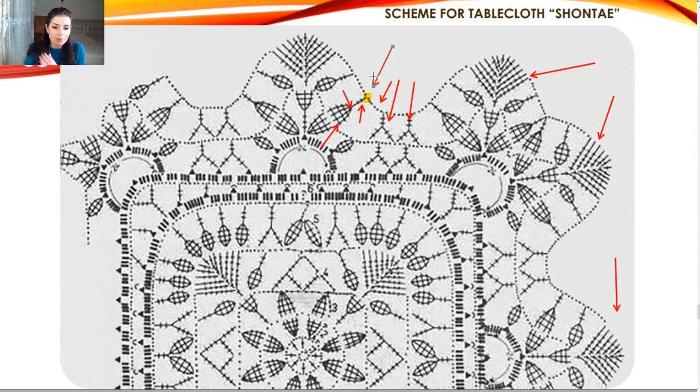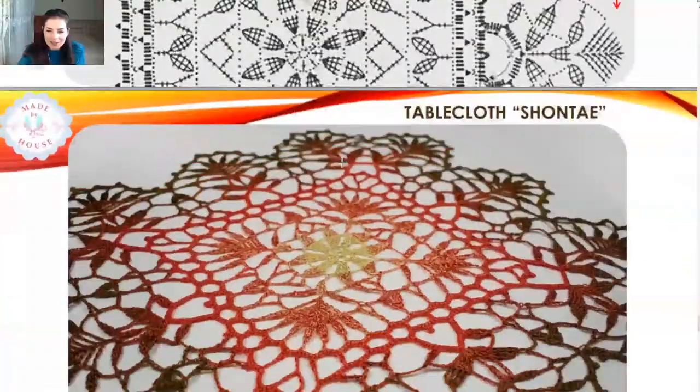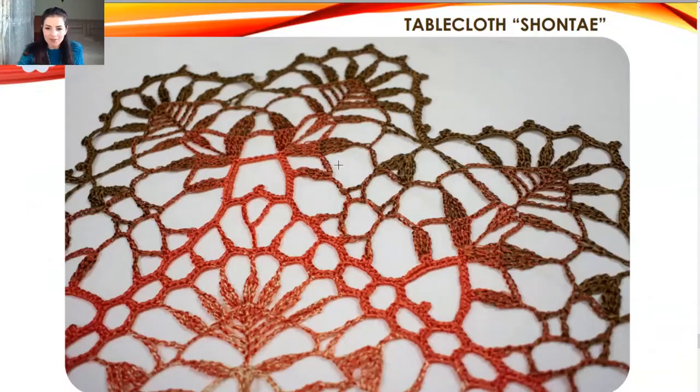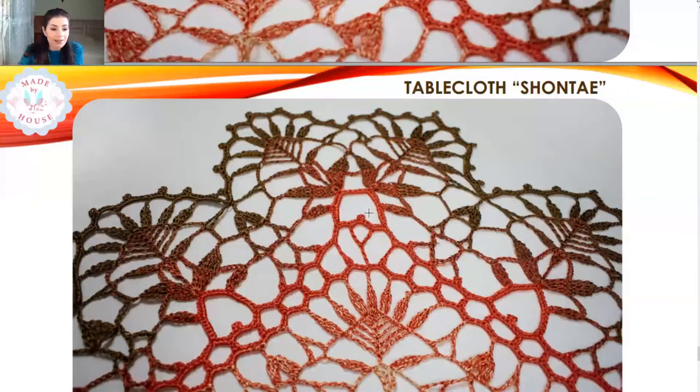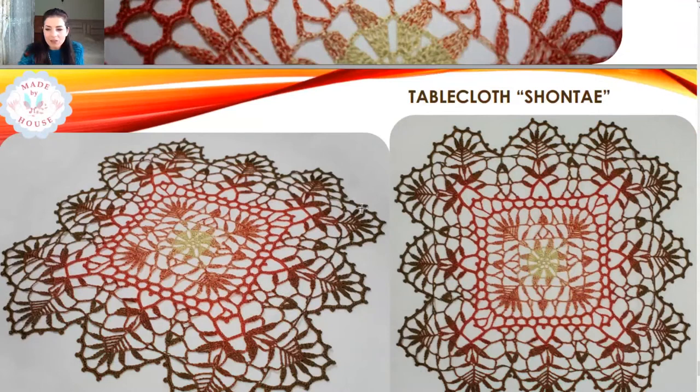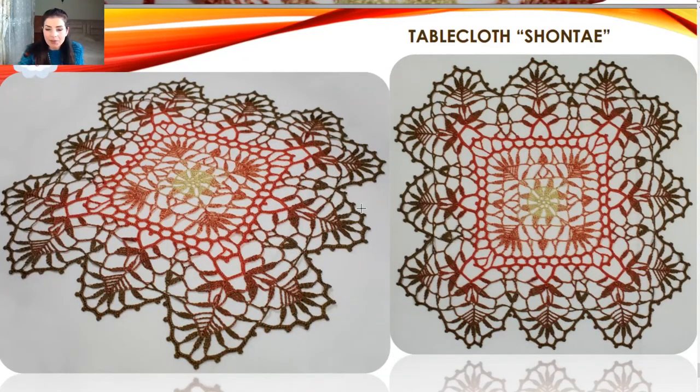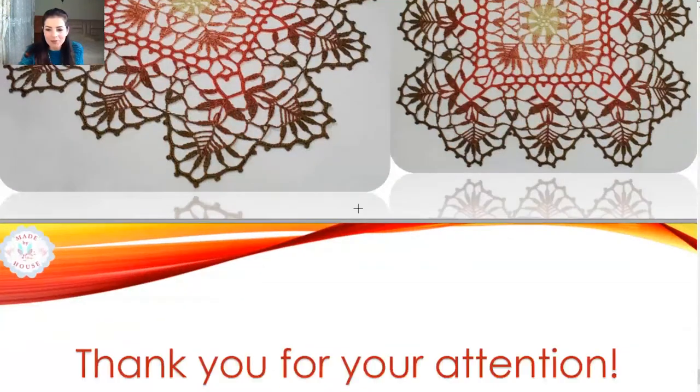This will be the last lesson about this difficult, but very beautiful tablecloth. So let's see just a few seconds to our result that we will have very soon. We are making these beautiful leaves now, row number 10, and this will be row number 11 and row number 12 at the next last lesson. And very soon we will see our result, and it will be great.